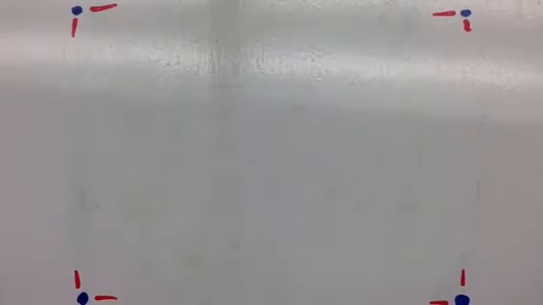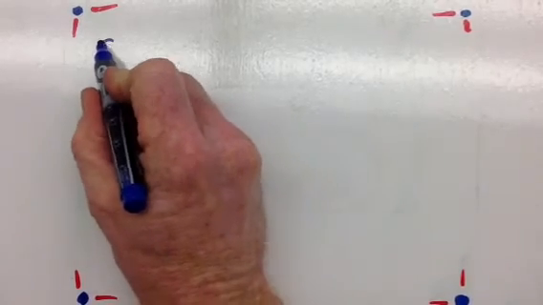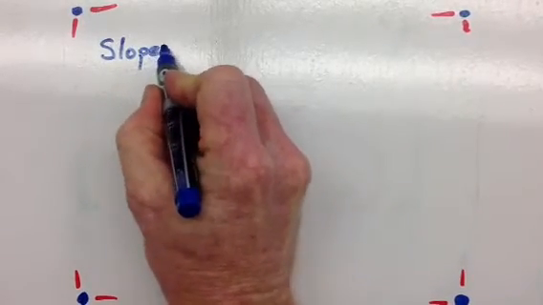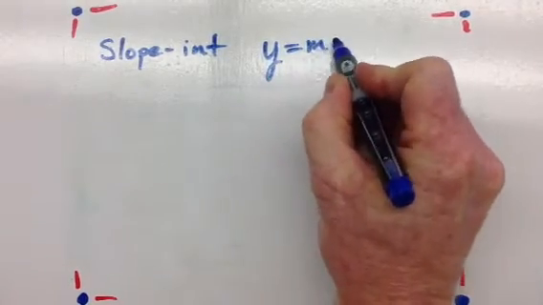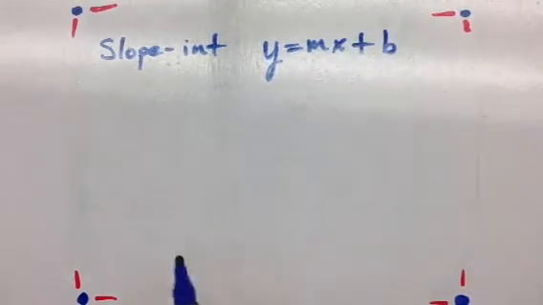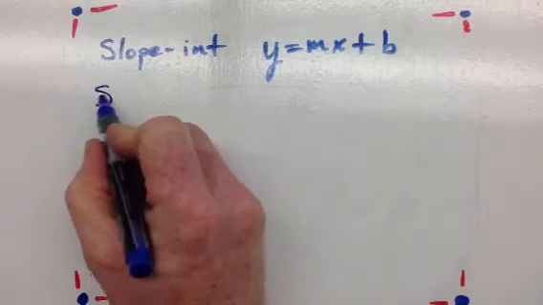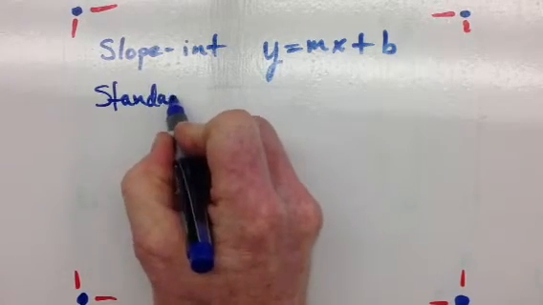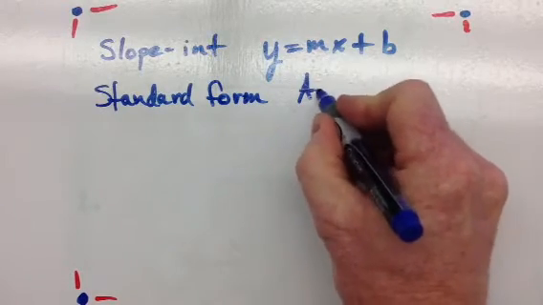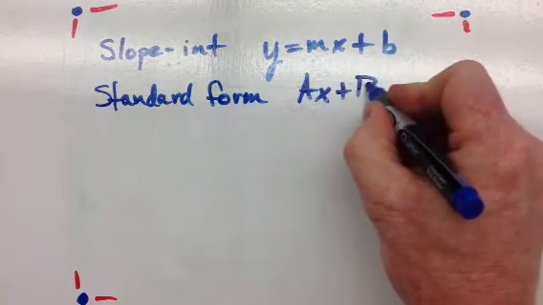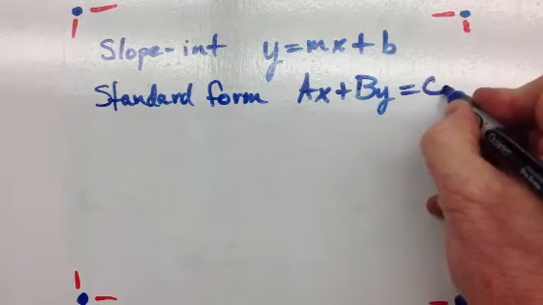Okay, let's review the three forms of linear equations that we have. We have the first form, which is the slope-intercept form, and it goes y equals mx plus b. We have our second form, which is called standard form, and it's typically written as ax plus by equals c.